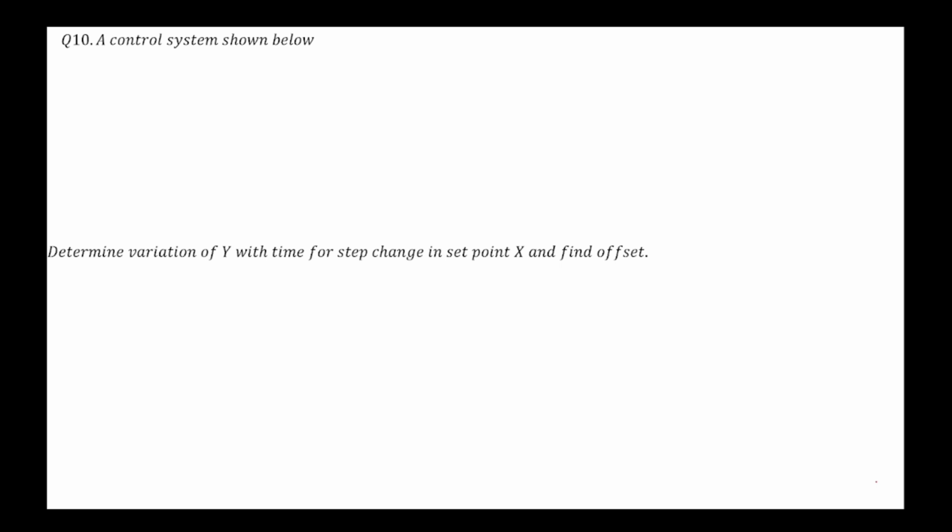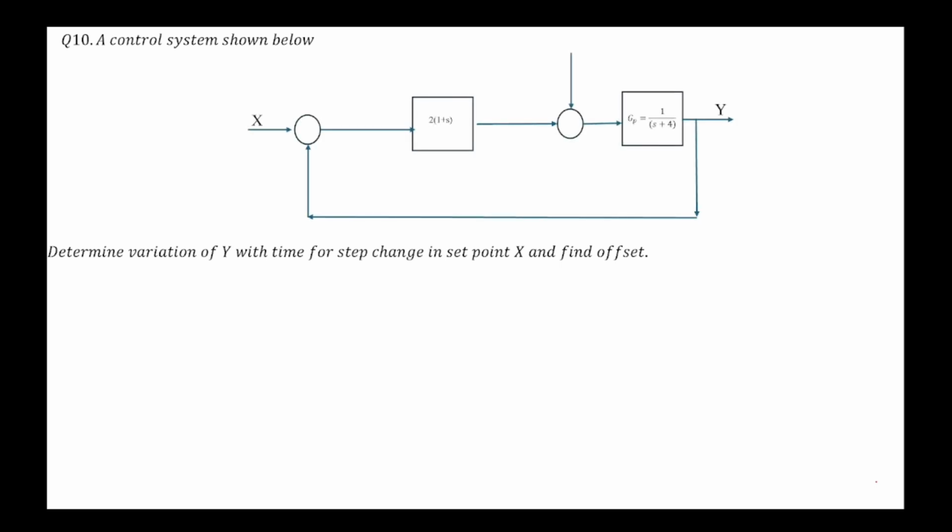Okay, a control system shown below, this is the control system. Determine the variation of y with time for a step change in set point x and find offset. Okay, so very first thing, we have to find the y upon x. Very simple. 2(1 plus s) into 1 upon (s plus 4) divided by, this is plus, this is minus, this is plus, this is plus. Okay, so if this is minus in the figure, it is minus. I am not taking it by myself, it is in the diagram.